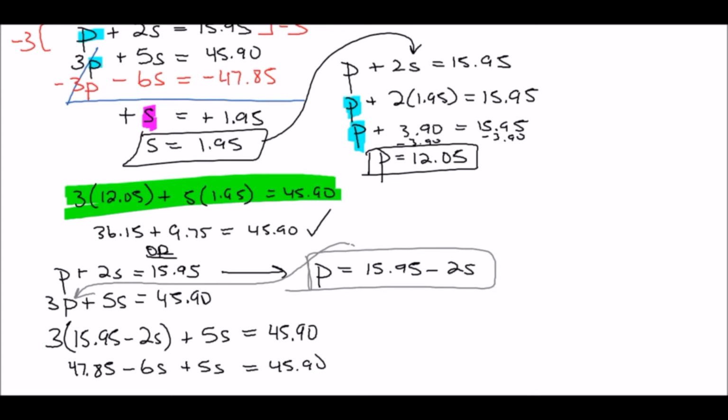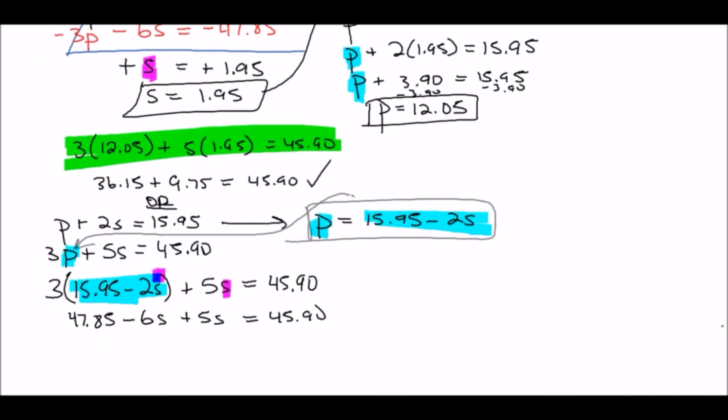So look again here. What I've done here is replaced this P with its equivalent value. And now I have just the one variable here, the S. And now we can solve for it relatively easily because now it's just a single variable. So we get 47.85 minus S is equal to 45.90. Subtract the 47.85, and we get negative S is negative 1.95. And again, S is positive 1.95.